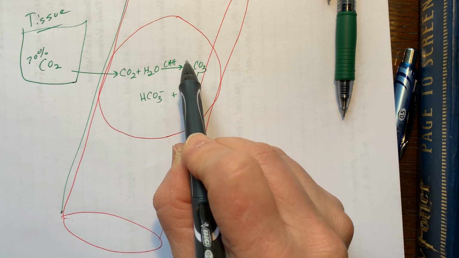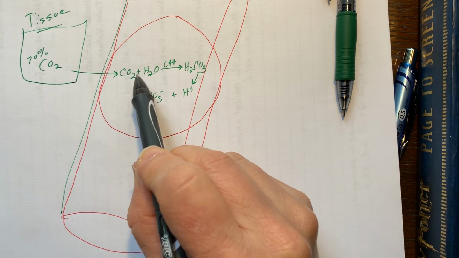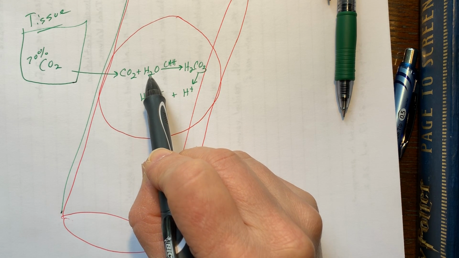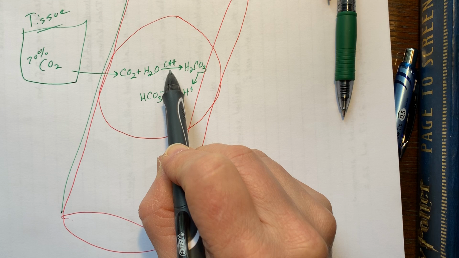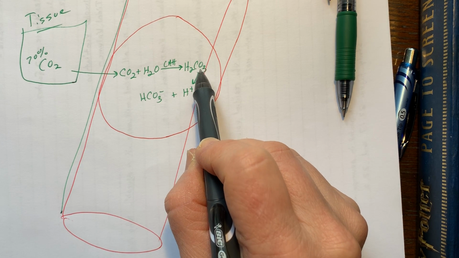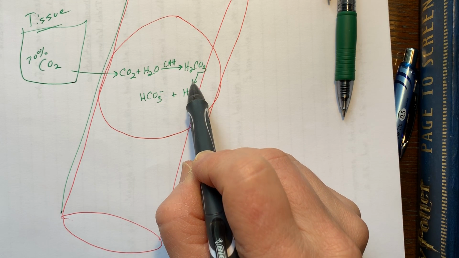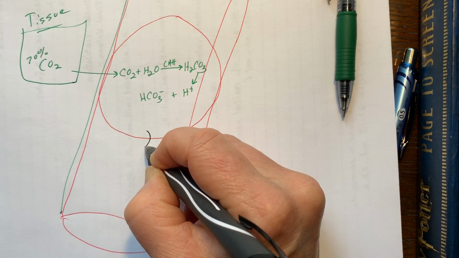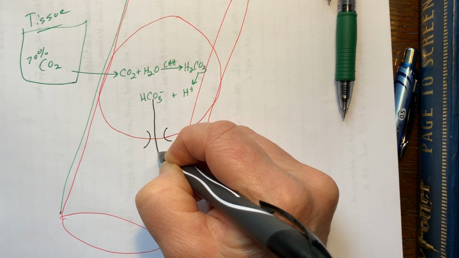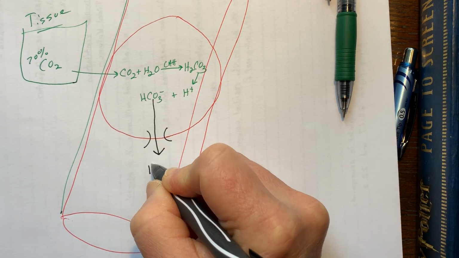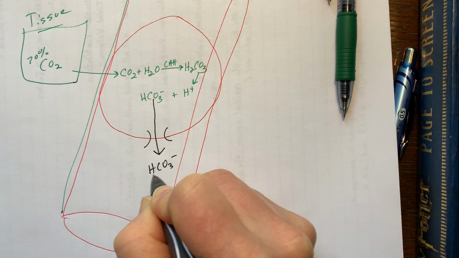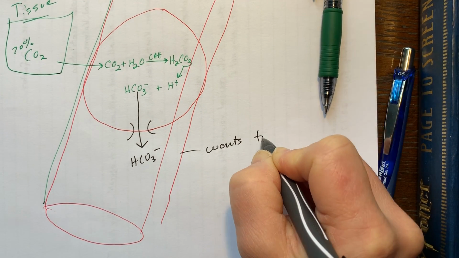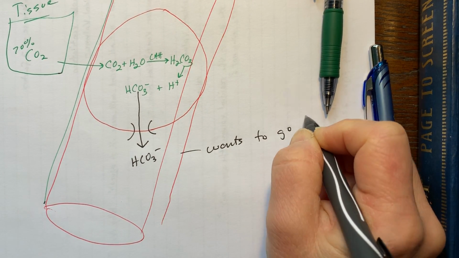CO2 can't travel on the red blood cell exactly as CO2. It hooks on, but then it combines with water in the presence of carbonic anhydrase to create carbonic acid. This carbonic acid dissociates into bicarbonate. This bicarbonate then gets into the plasma, and this bicarbonate wants to go to the lungs. It travels to the lungs, okay?